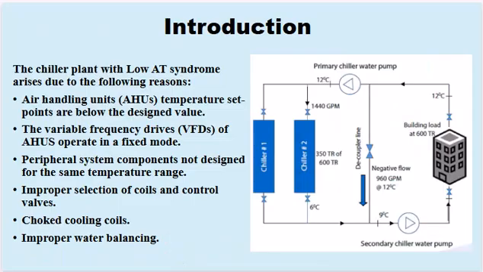We're exploring a critical topic in HVAC systems: optimizing chiller plant performance. Our focus is on tackling issues that can drive up energy costs and impact system efficiency. Let's start with low delta T syndrome. This is a common issue that occurs when the air handling units have temperature setpoints below their designed range.